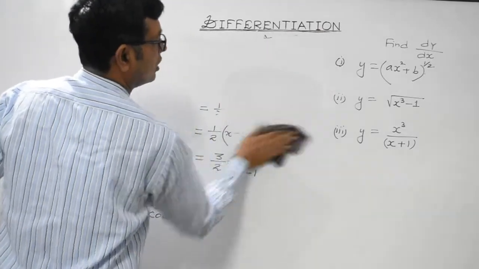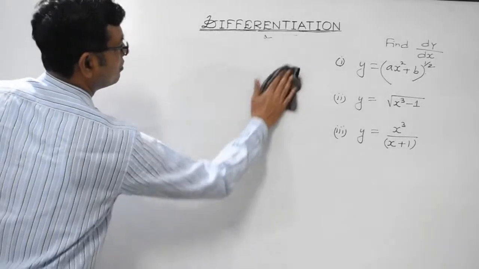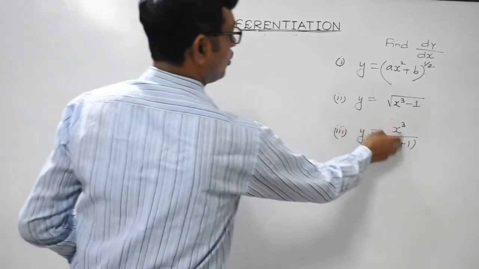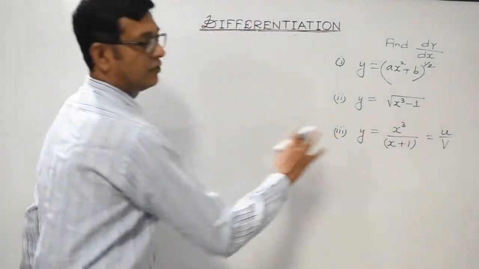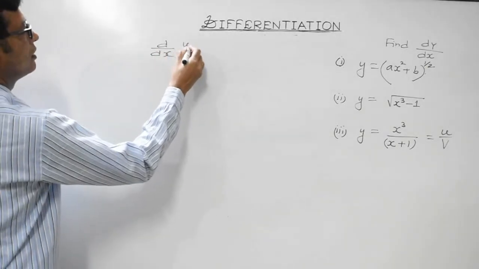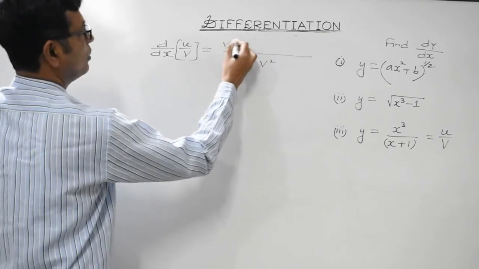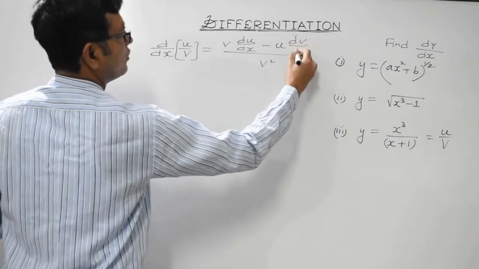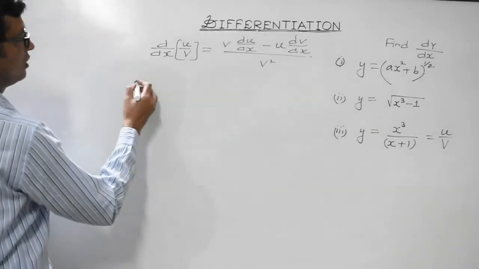Okay. Third one. Consider the third question, students. It can be done by using the quotient rule. It's in the form of x cube divided by x plus 1. It's in the form of u by v. Both u and v are functions of x. So what's the quotient rule? d by dx of u by v, as I told you earlier, the formula is: denominator square, denominator into differentiation of numerator, minus numerator into differentiation of denominator. This is the formula. This is known as the quotient rule.